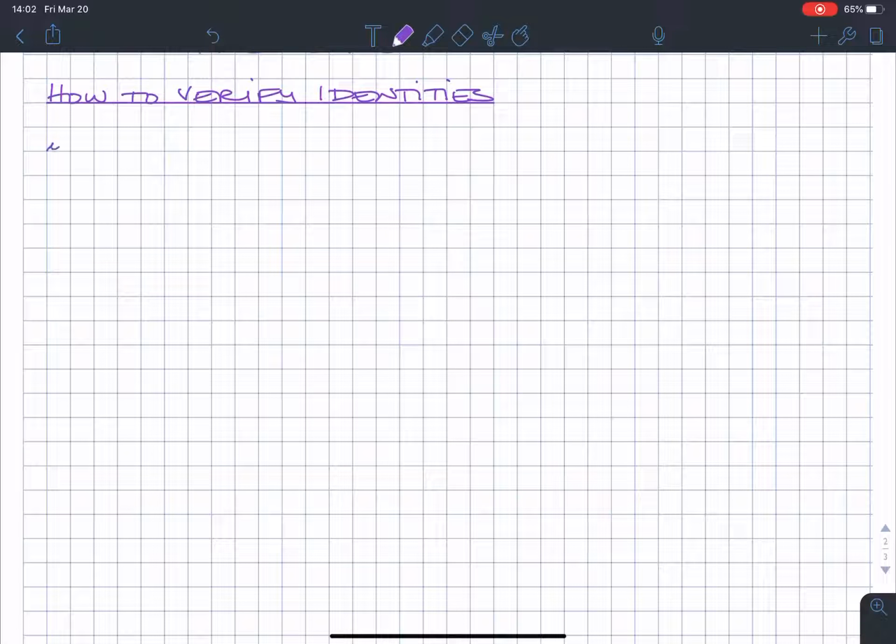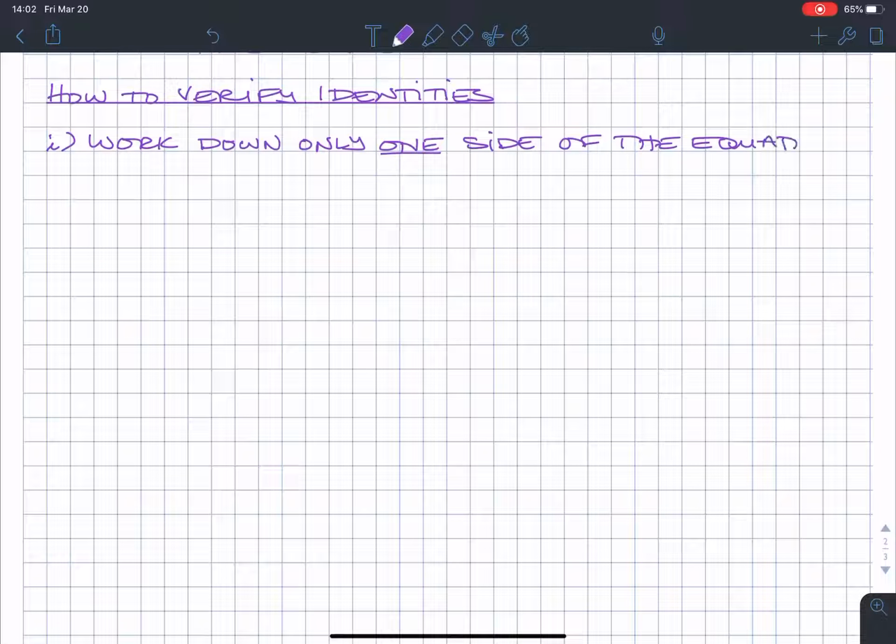Okay, so step 1. Work down only one side of the equation, with an emphasis on one. So one side of the equation, arriving at the end to the other side.